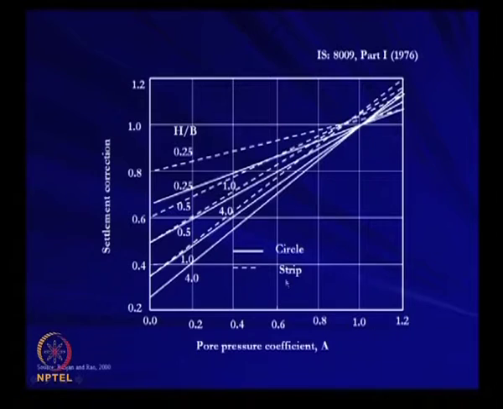So, according to different footing conditions and different H by B values, if we know the pore water coefficient A value for a particular soil, then we will get the settlement correction factors. For the dotted line, this is for 0.25, this is for 0.5, this is for 1, and this is for 4. Similarly, for the firm lines, this is 0.25, this is 0.5, this is 1, and this is 4.